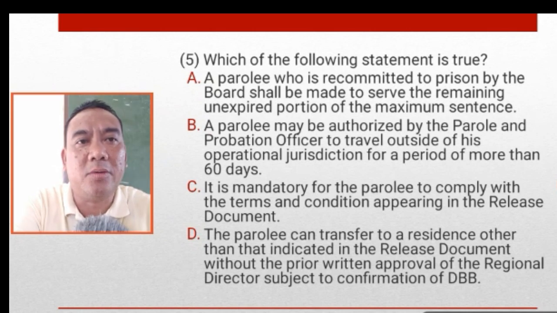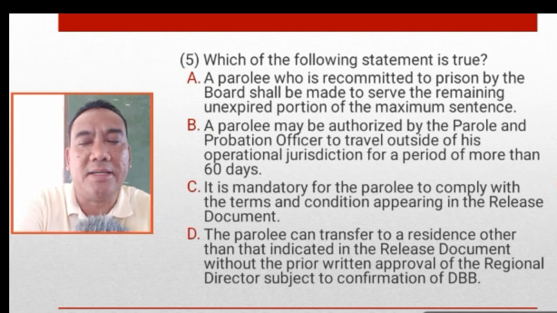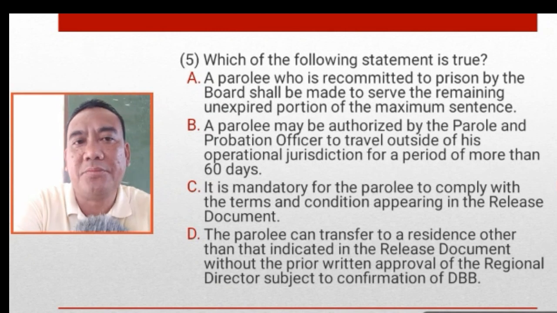Letter B. A parolee may be authorized by the Parole and Probation Officer to travel outside of his operational jurisdiction for a period of more than 60 days. Letter C. It is mandatory for the parolee to comply with the terms and conditions appearing in the release document. Or letter D. The parolee can transfer to a residence other than that indicated in the release document without the prior written approval of the regional director, subject to confirmation of the BOP.